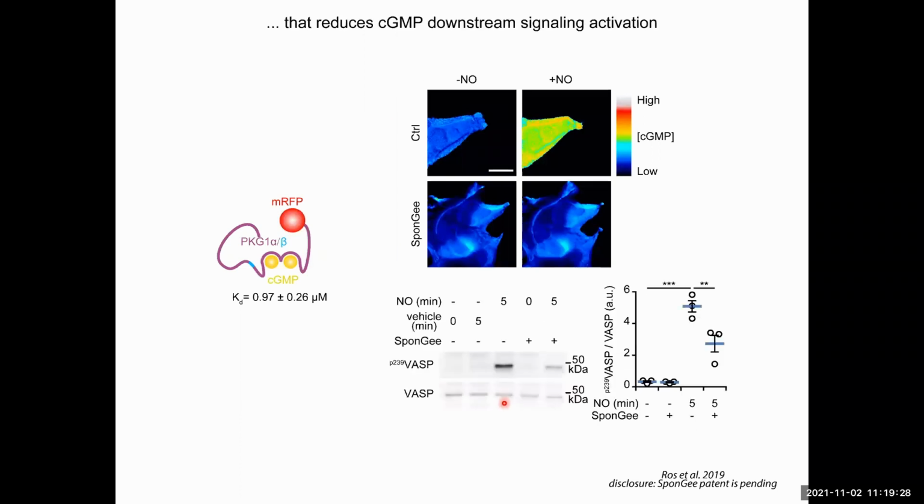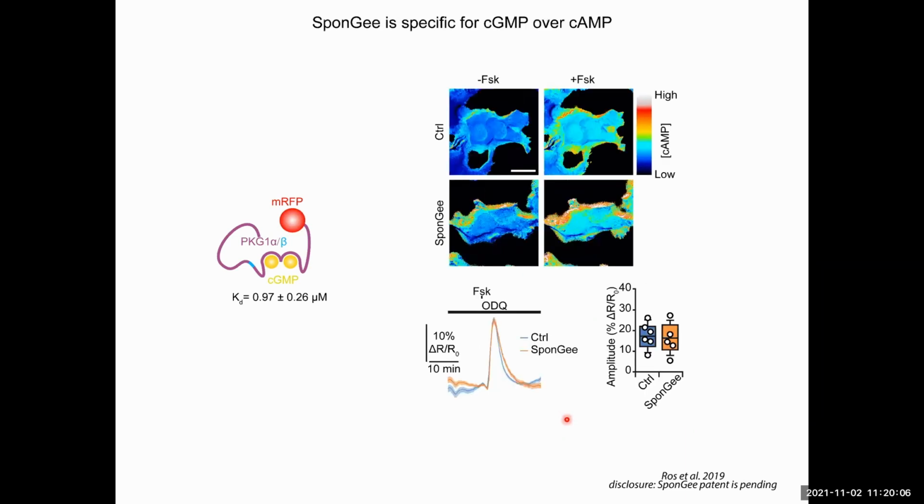Is it sufficient to prevent the activation of downstream pathways? We use VASP as a proxy. VASP is phosphorylated when the guanylyl cyclases produce cyclic GMP. So we increase cyclic GMP, and detect an elevation of the VASP phosphorylation, but when SPONGI is co-expressed in the cell, this elevation of VASP phosphorylation is largely reduced. So we do have, with SPONGI, a scavenger that is sufficient to prevent the downstream effector.